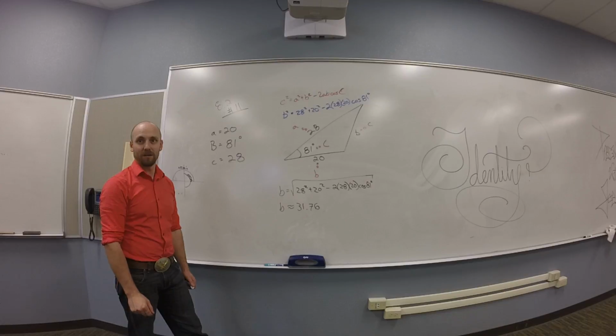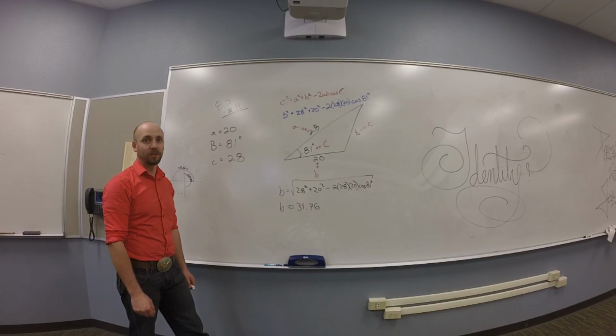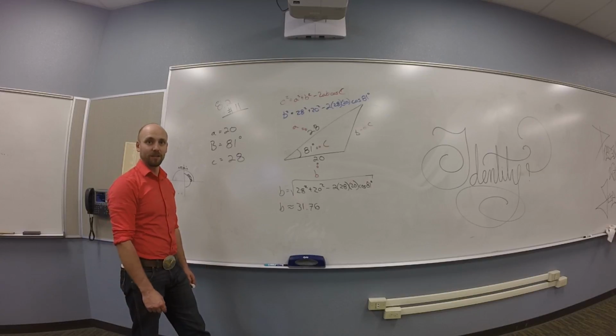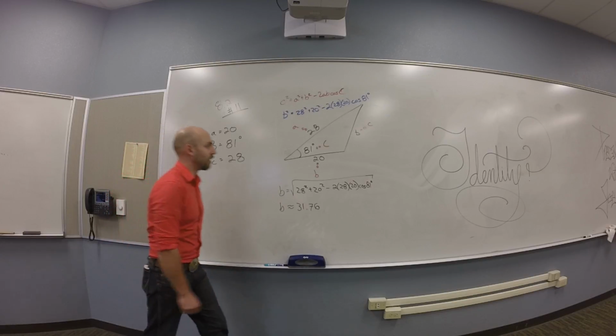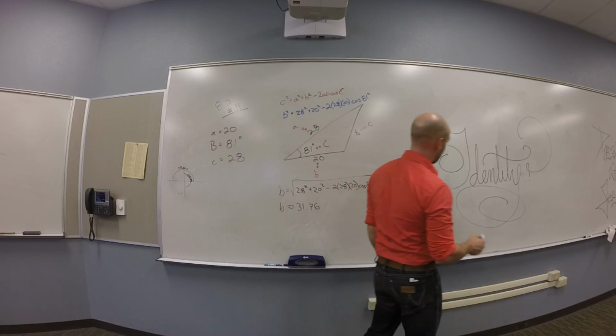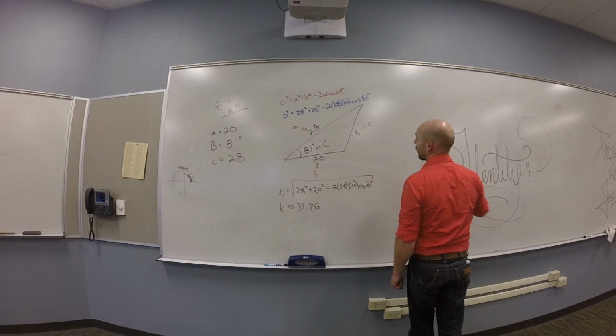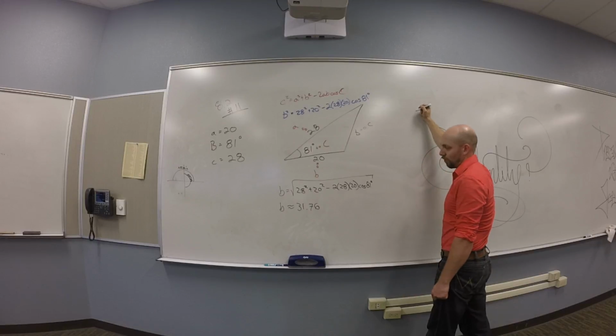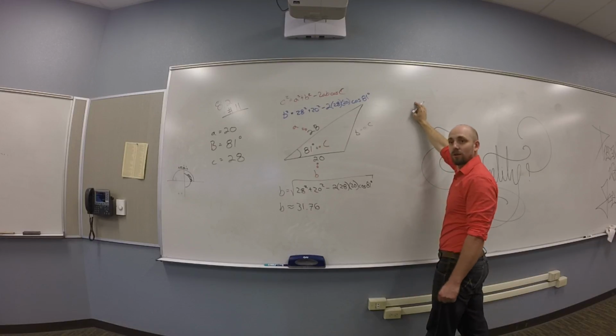Then what? Now you have all three sides, right? So you can do the law of sines to find one of the angles. Okay, so what's the ratio you know about?